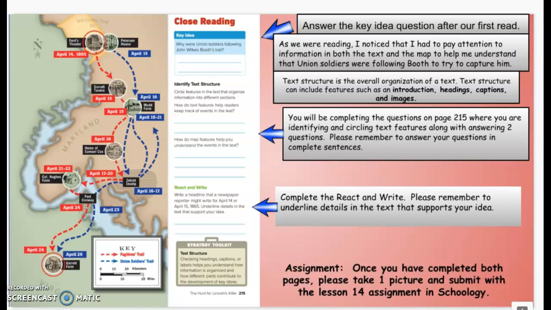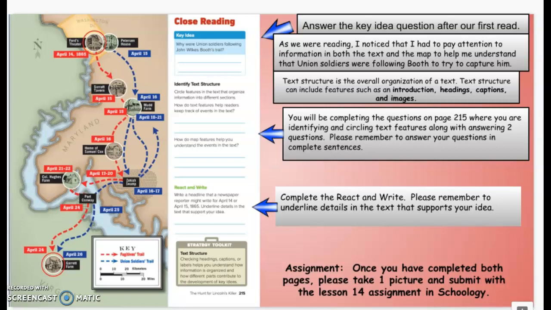So once you have circled those features, I want you to answer, how do text features help readers keep track of events in the text? And how do the map features help you understand the events of the text? And again, you're going to want to pause this, finish those 2 questions, and then I'm going to have you complete the react and write.